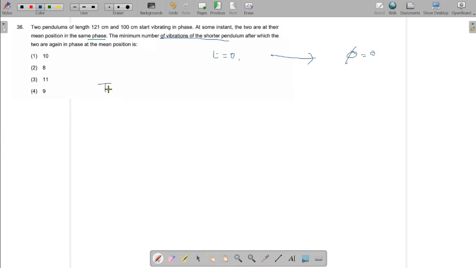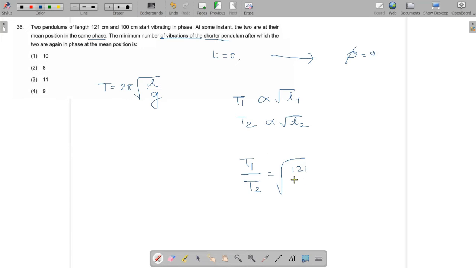Very simple. We know the time period formula: 2 pi into root of L by g. So T1, the time period of the first pendulum, is directly proportional to root L1. T2, the time period of the second pendulum, is directly proportional to root L2. It is the same formula. So T1 by T2 equals root of L1 by L2, which is 121 by 100. It is clear, this is 11 by 10.